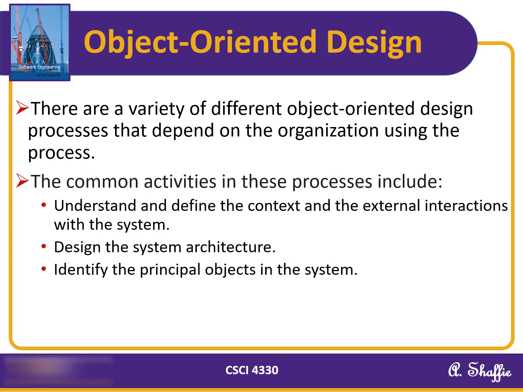Then it is important to identify the principal objects within the system. These are the key building blocks that drive functionality. After that, you will develop design models to represent how the system components interact and work together. Finally, you will specify interfaces, which define how the system components communicate with each other and with the external environment. And I will cover all these activities in detail in the following slides.